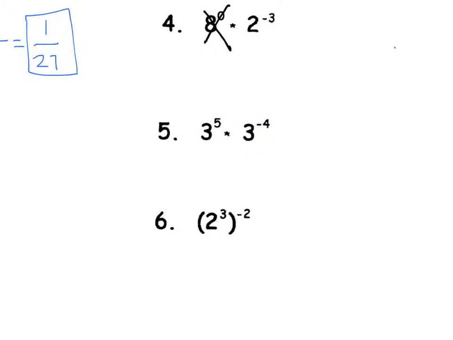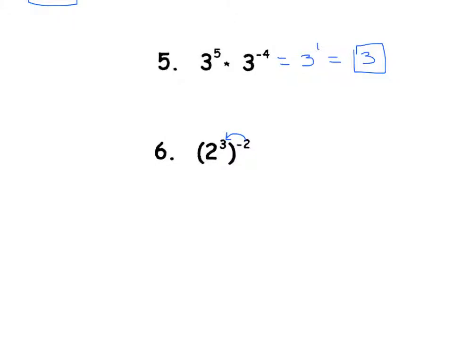Since this is multiplication, my exponents are going to be added, so this becomes 3, 5 plus a negative 4 is 1, and I get 3 to the 1, which is 3. Notice how I didn't even need to deal with the negative exponent because I could simplify first. Same thing goes with number 6. I can distribute this exponent first, since this is power to a power. I can distribute that exponent first and then deal with the negative. When I distribute the exponent, negative 2 times 3 is 2 to the negative 6.